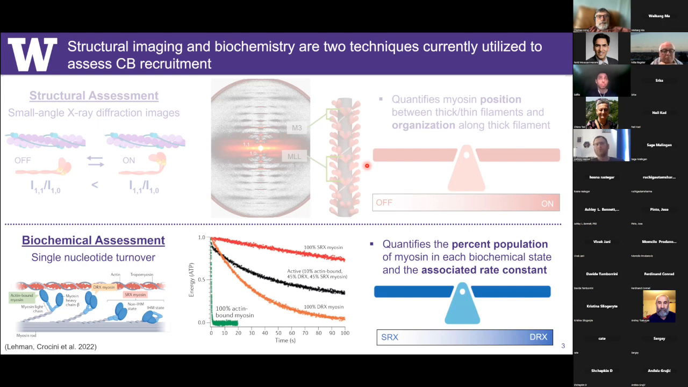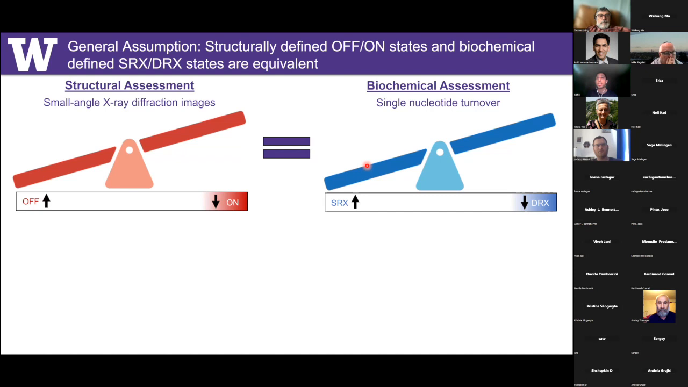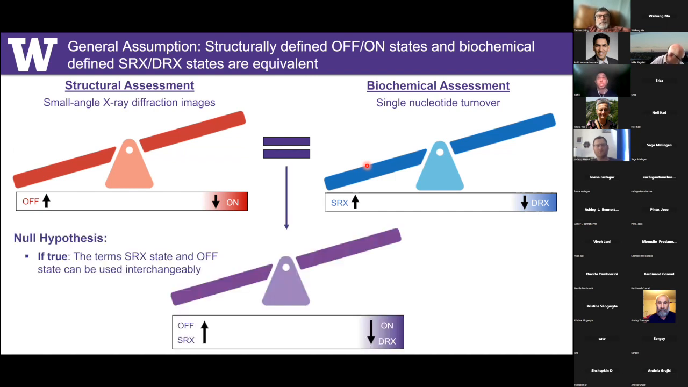Currently in the field, there's a general assumption that the structurally defined off and on states and the biochemically defined SRX-DRX states are correlated and/or equivalent. This assumption would mean that perturbations in the structural position of myosin would directly correlate to the biochemical equilibrium and vice versa. For example, if perturbations to myosin are structurally shown to increase the off state, there would be a similar shift towards the SRX state. These assumptions have generated a null hypothesis in the field, where the terms SRX and off state are used interchangeably between the two.